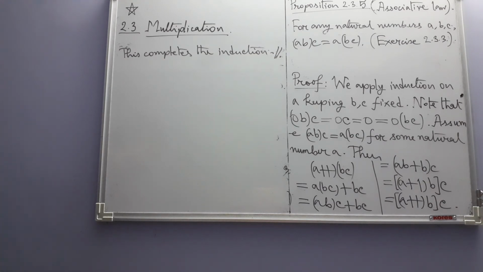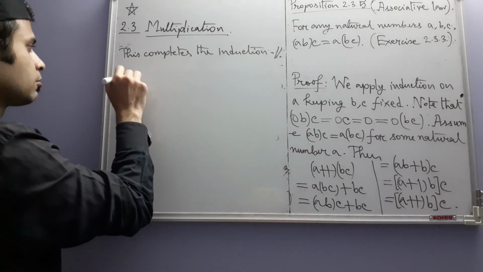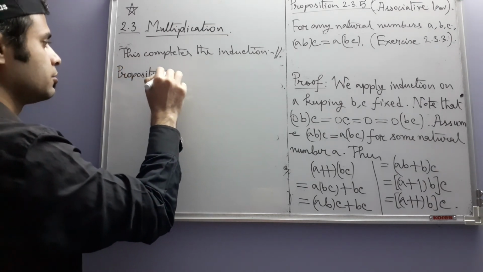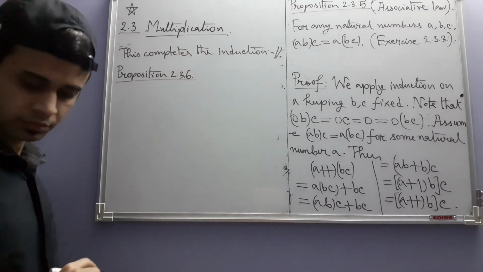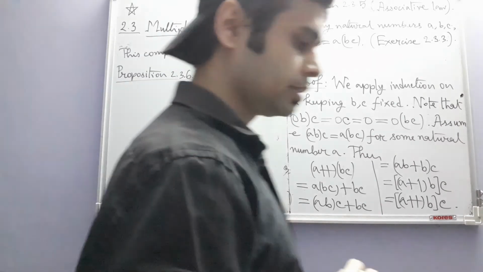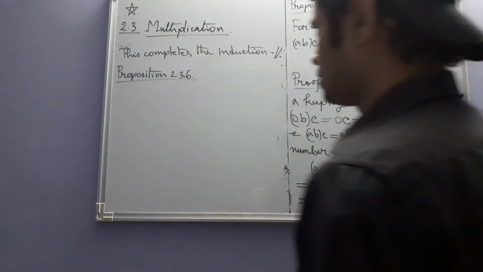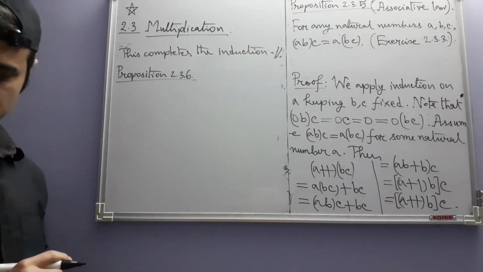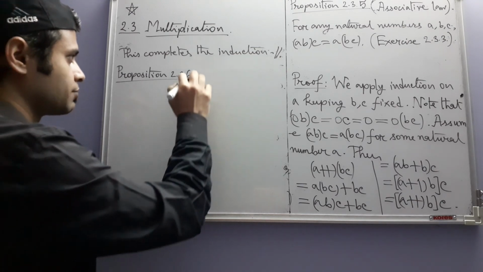Okay, the next one links multiplication with order. Proposition 2.3.6. Multiplication preserves order.